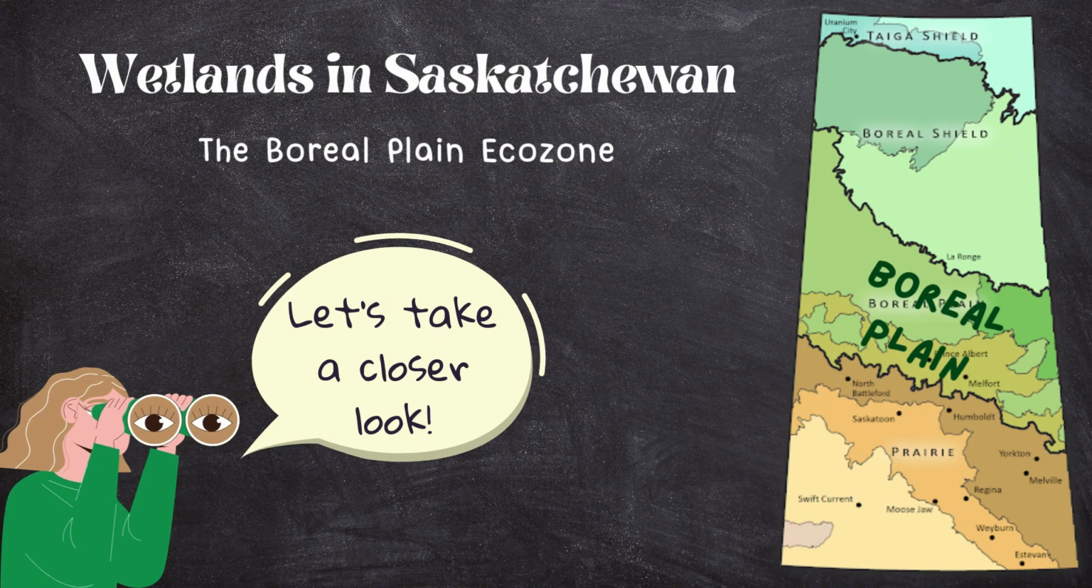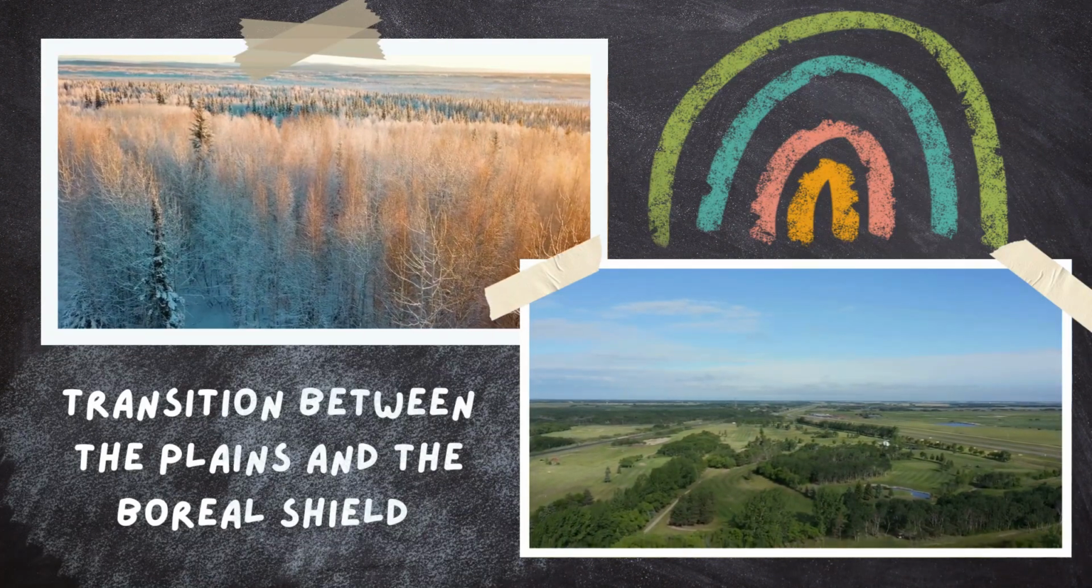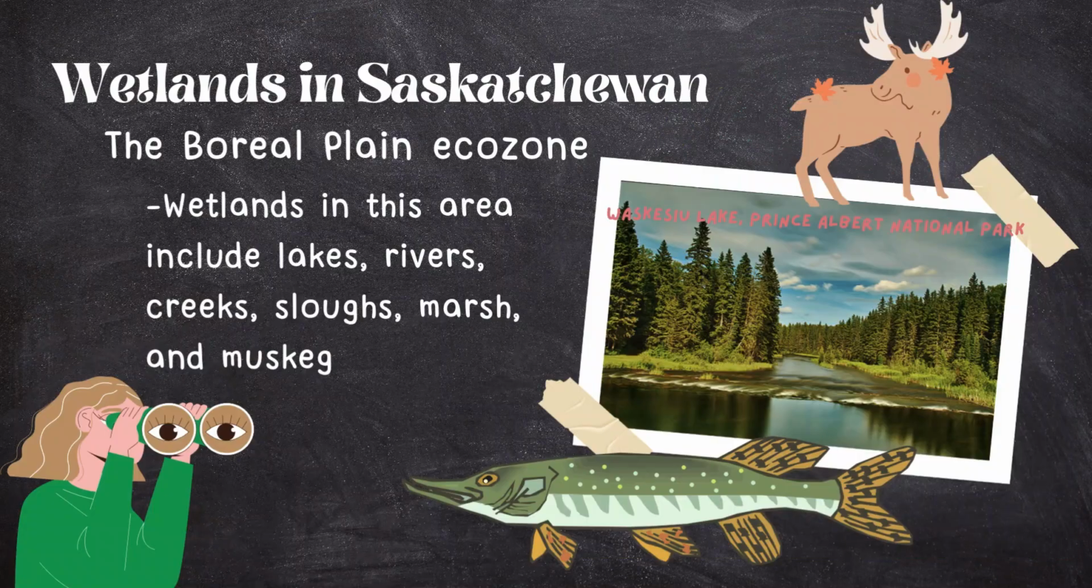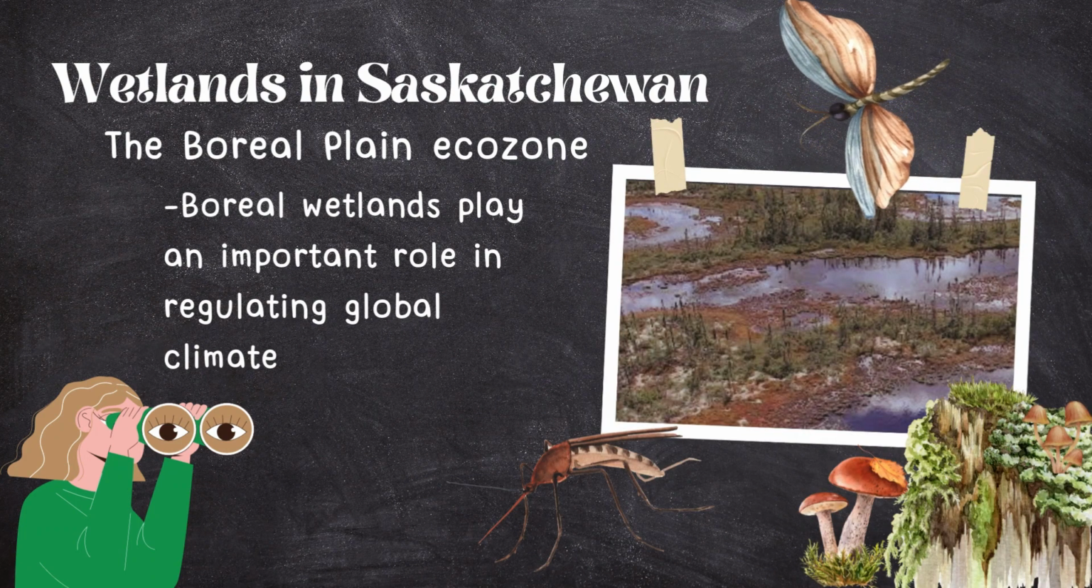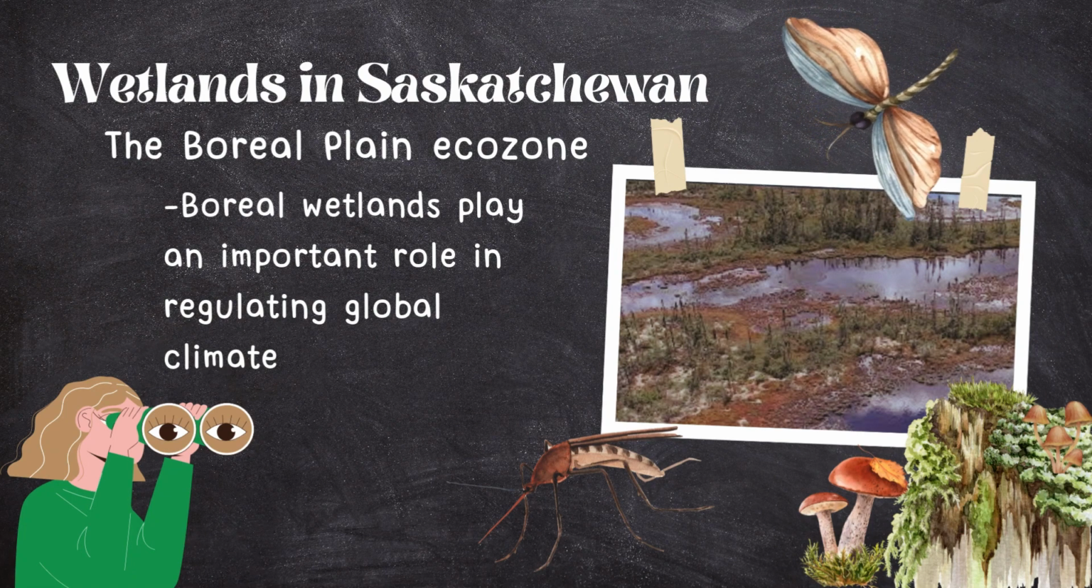Now let's take a closer look at the Boreal Plain Ecozone. This area serves as the transition between the Prairie Ecozone and the Boreal Shield Ecozone. Here we see lots of farmland and forests. Wetlands here are very diverse. There are lakes, rivers, creeks, sloughs, marshes, and muskeg. Boreal muskeg is really crucial because it helps to regulate the global climate. We'll talk about this a little bit later.